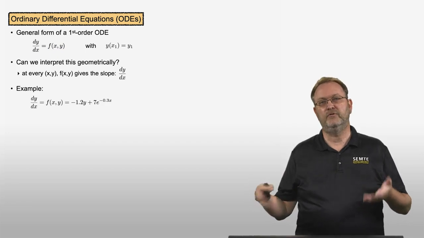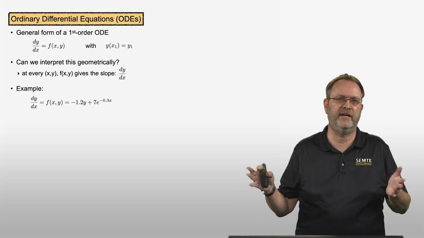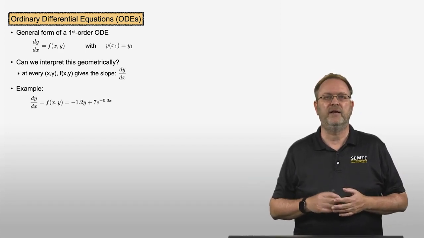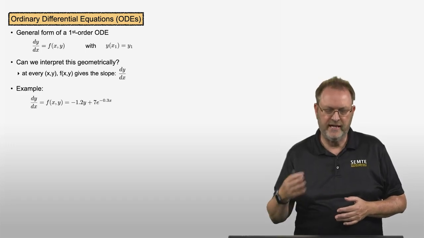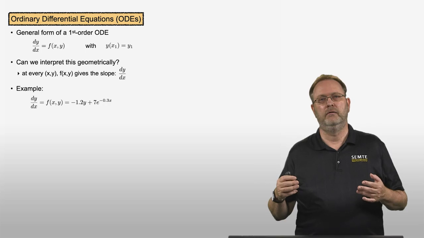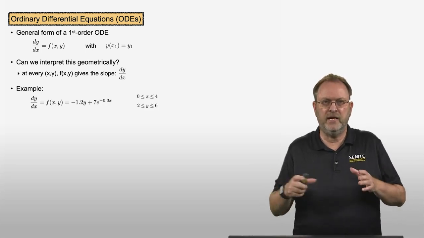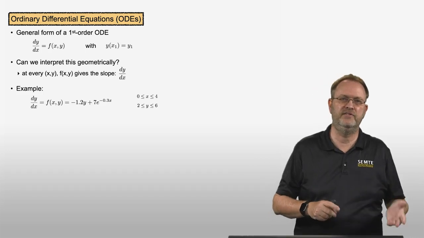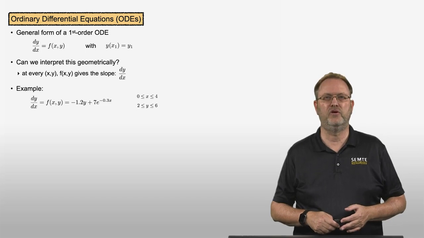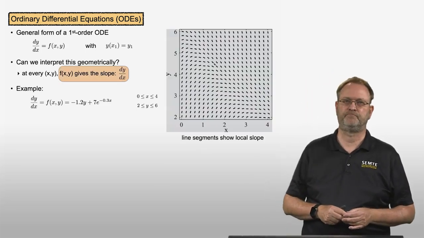So let's have an example here. dy dx is equal to f of x and y. And let's just have an example that f of x, y is equal to minus 1.2 times y plus 7 times e to the power negative 0.3 times x, which would be a linear first order ODE. And let me constrain my solution domain between 0 and 4 for x and 2 and 6 for y, just so that I can fit something here onto the slide.